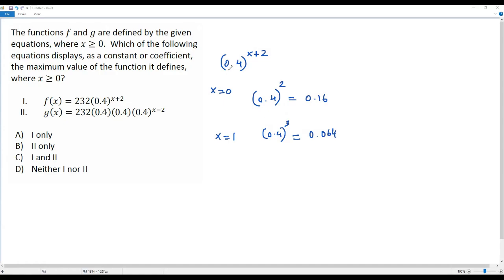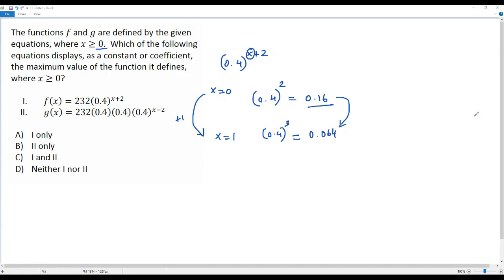Here the base is 0.4, a value between 0 and 1. Whenever the base of a power is between 0 and 1, and we increase the value of the exponent, the value of the power will decrease. We can see that over here. When x equals 0, the value of the power is 0.16. When I increase x by 1, the value of the power decreases. It's because the base is between 0 and 1. And we get the maximum value of this power for the minimum value of the exponent.